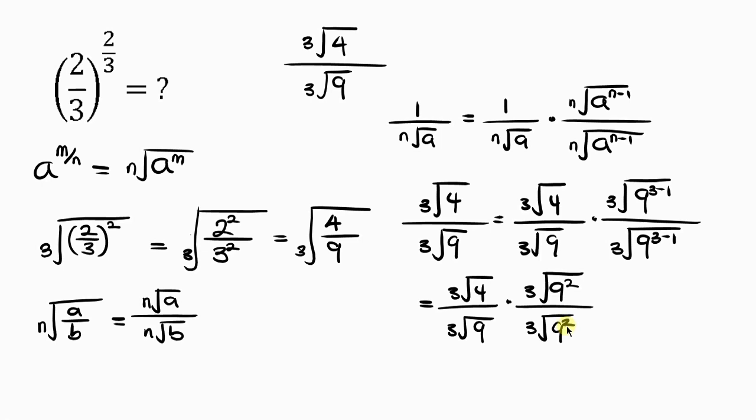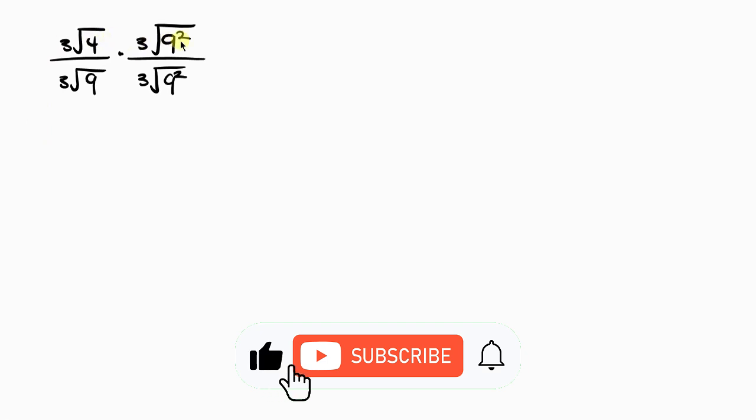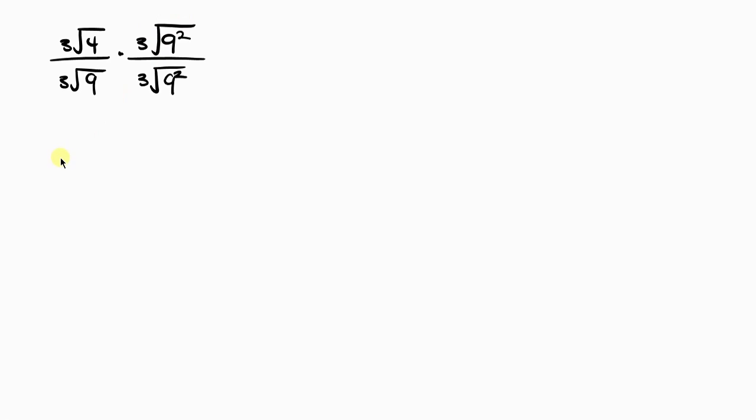Let's move forward. Well, our next step will be for us to multiply. So multiplying the numerator, since I have a cube root here and I also have a cube root here, I'm going to be writing a common cube root for 4 times, now 9 squared is 81 all over. Now for the denominator, this is the cube root of 9, and this is the cube root of 9 squared. Well, I'm going to be writing the common cube roots.